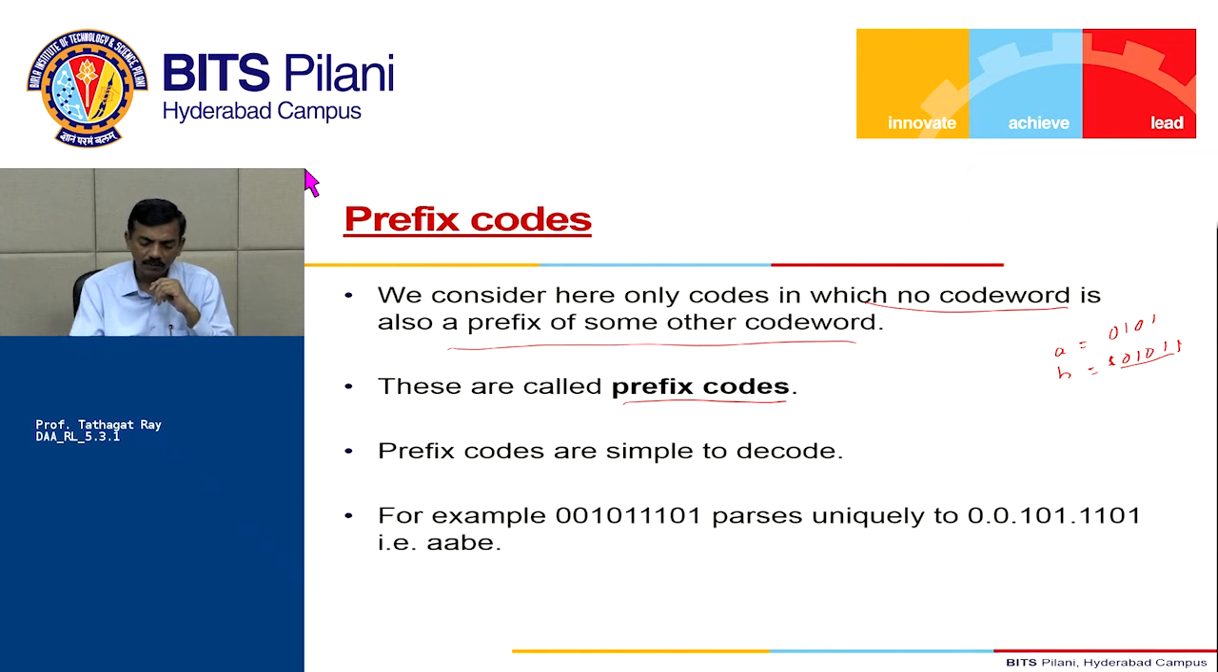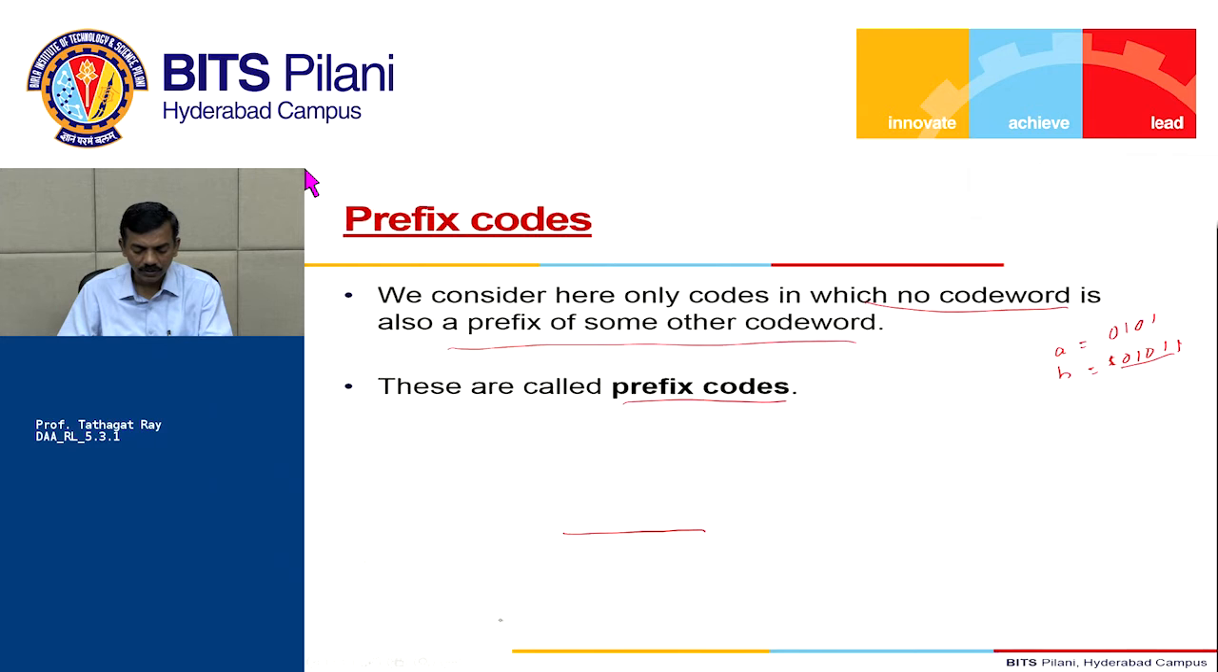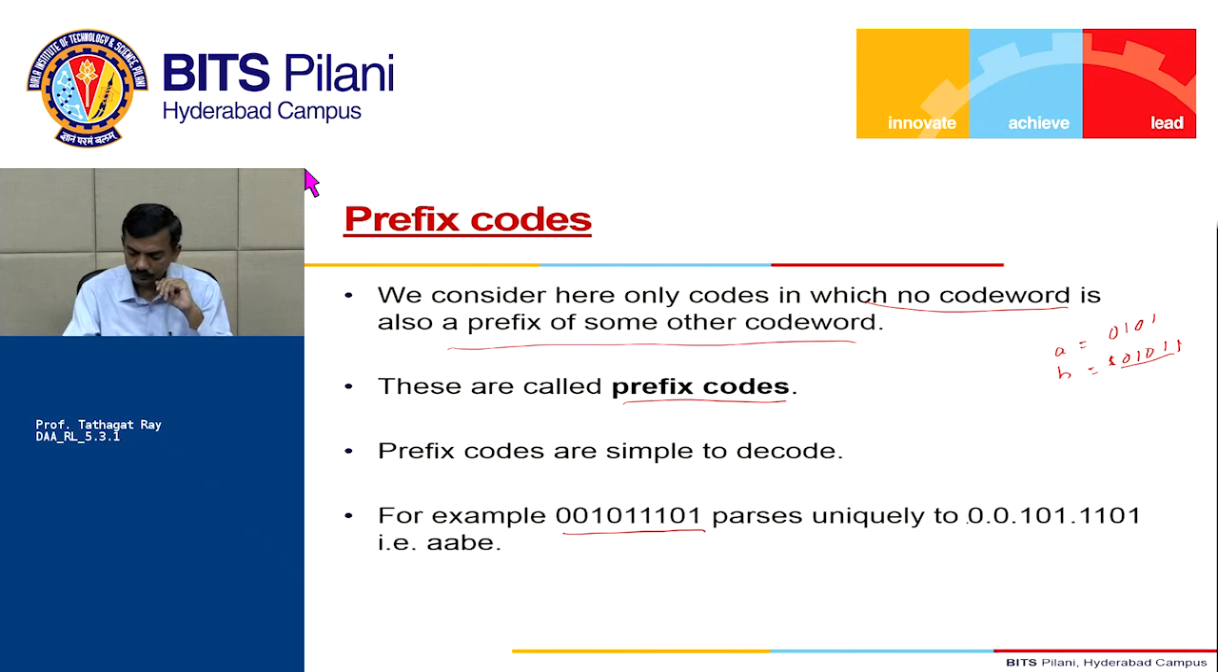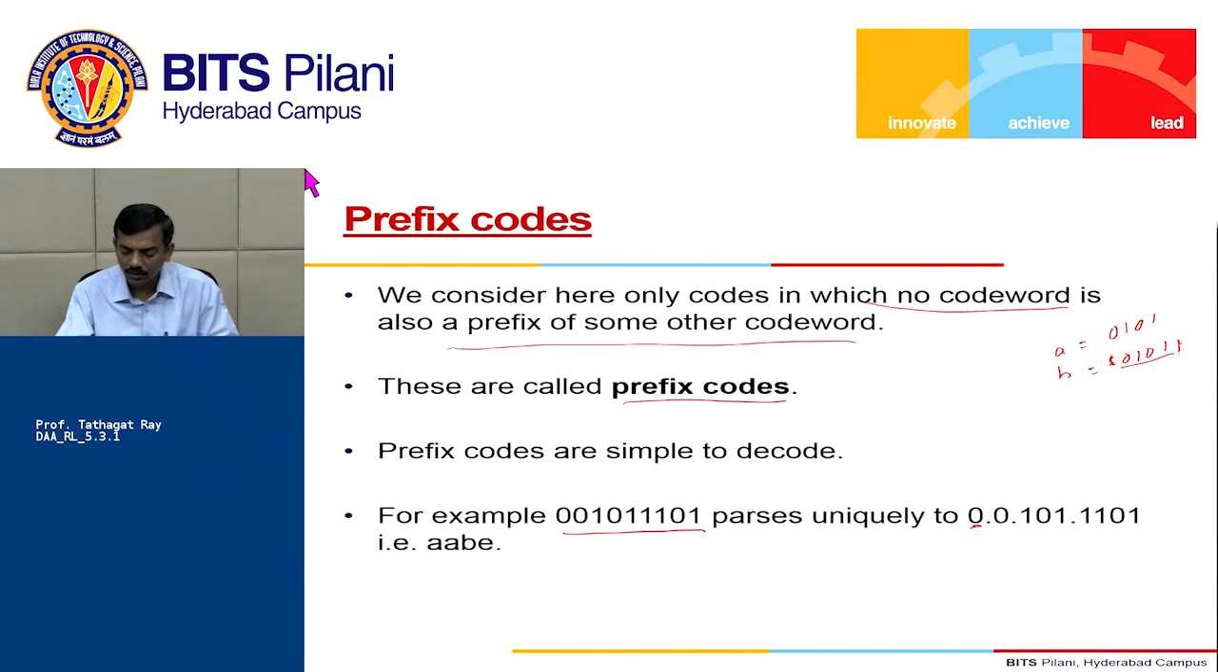For example, take the bit string 001011101, that's the encoding, and I want to decode it. Looking at the variable length encoding, I see it starts with 0, so the first 0 corresponds to A. Then I have 01011101. Notice that there is no other code word starting with 0, so immediately you know the next one is 0, which is A.